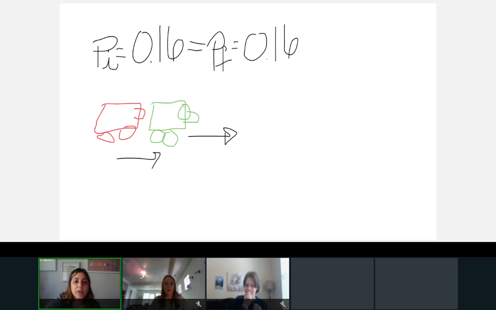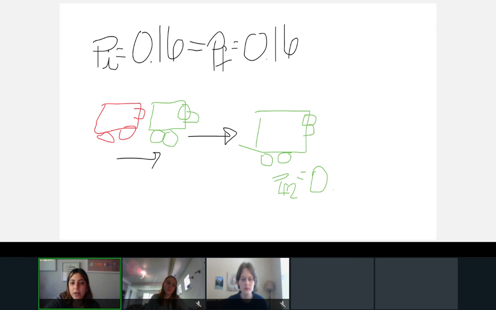Okay. So we've got this final, the after the fact, right? Now the book is telling us that wagon two has a momentum of 0.13 kilograms after the collision. So all of a sudden, this wagon is going to have traveled farther. Remember, it's going to pick up some of that momentum. And now the final momentum for wagon two is going to be 0.13 kilograms.